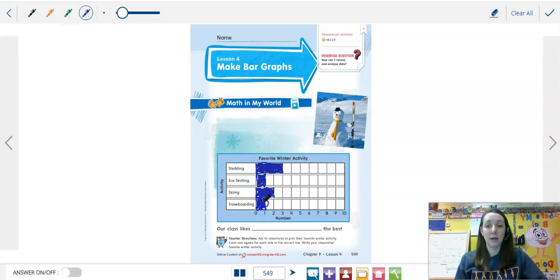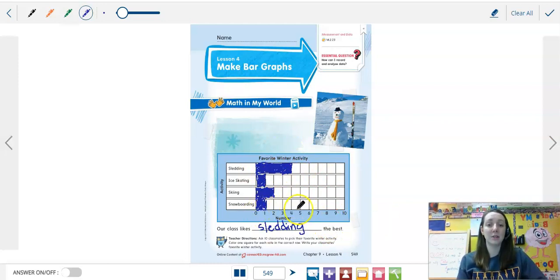Now, as you saw, I did it all in a line. But let's say as I was going around asking people, I'd fill in one at a time. So let's say this is what my graph looked like so far, and I ask another classmate, and he picks sledding, so I would just color in 1 more square. So my bar would get longer that way. Okay? So then the question was, which activity did they like the best? Well, I would see which bar is the longest, and that is sledding. So they like sledding the best, because that is the longest bar, with the most votes.